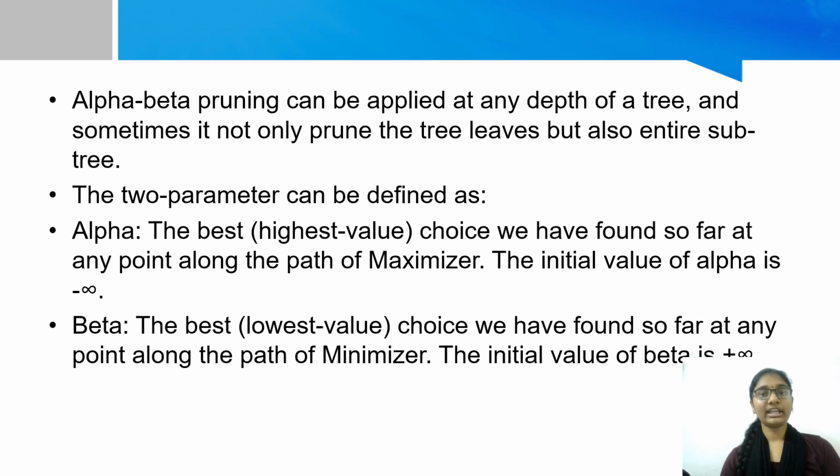Alpha beta pruning can be applied at any depth of a tree, and sometimes it prunes not only the tree leaves but also an entire subtree. The two parameters are defined as follows. Alpha is the best choice we have found so far at any point along the path of the maximizer. The initial value of alpha is minus infinity. Beta is the best choice we have found so far at any point along the path of the minimizer. The initial value of beta is plus infinity.